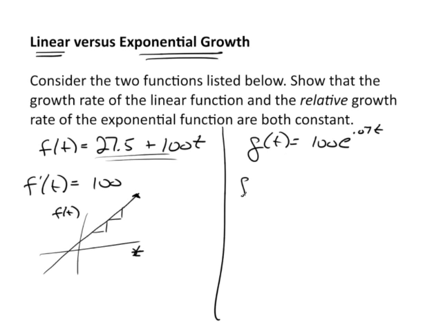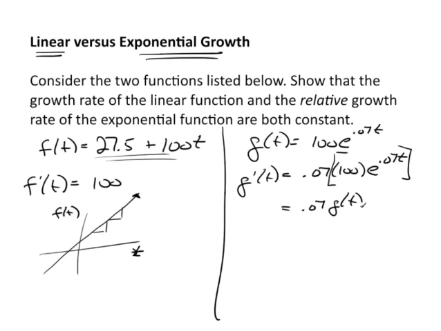Here, g prime of t equals 0.07 times 100 times e to the 0.07t. Now this is what we did a little bit earlier in the previous video. This is my original function. So this is actually equal to 0.07 times g of t in this case. This is not a constant rate of change. So the growth here is non-constant. It definitely depends on what the value of g of t is at a specific value of t.